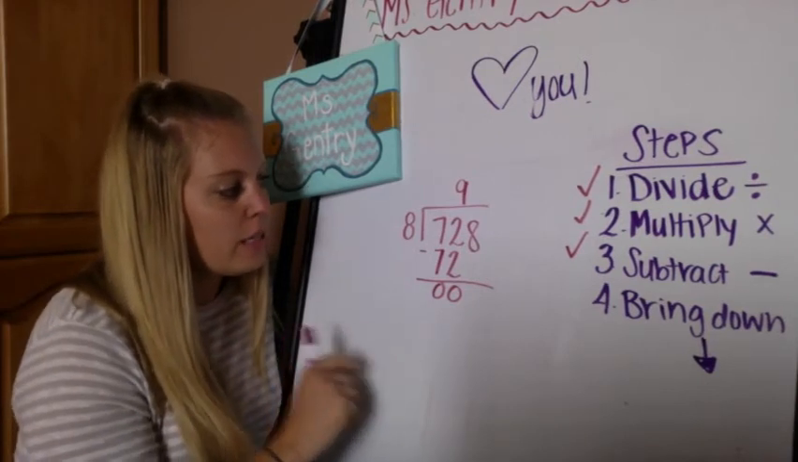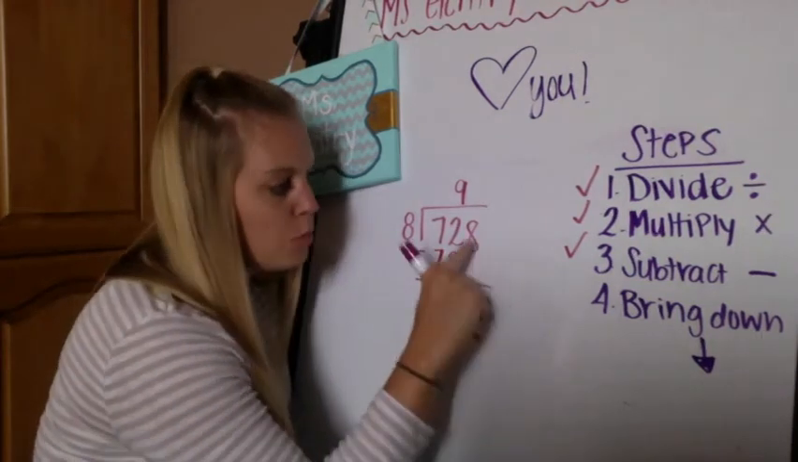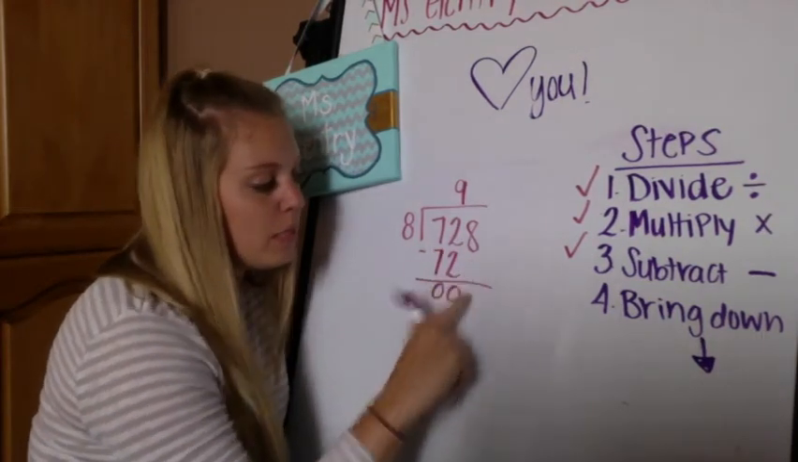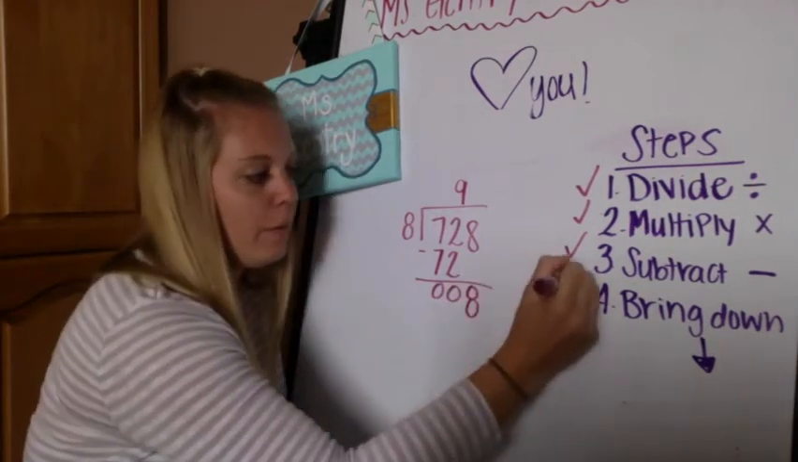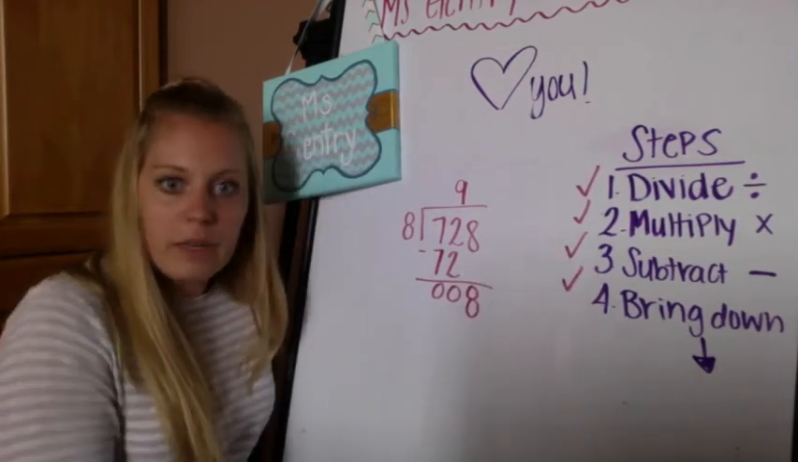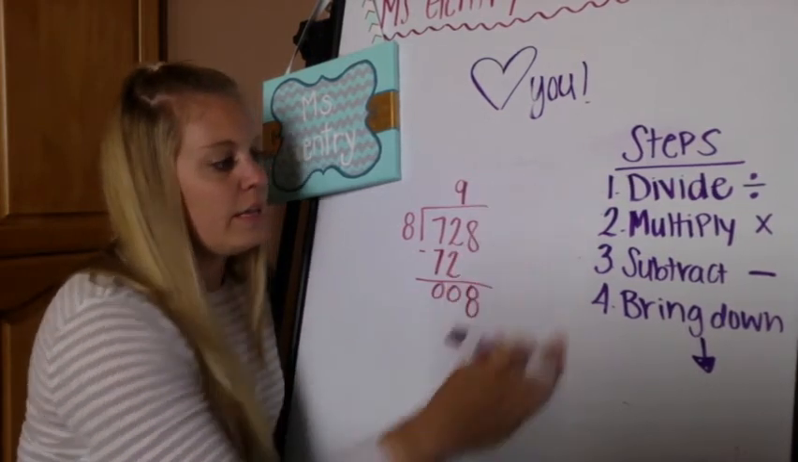After we've subtracted, the next step is to bring down. So that last number, if there's more numbers, you're going to bring all of them down. But since there's only one, we're just going to bring down that 8. Okay, we've got it. Step 1 through 4, done just like that. Now we're going to go back up to the top and start over.